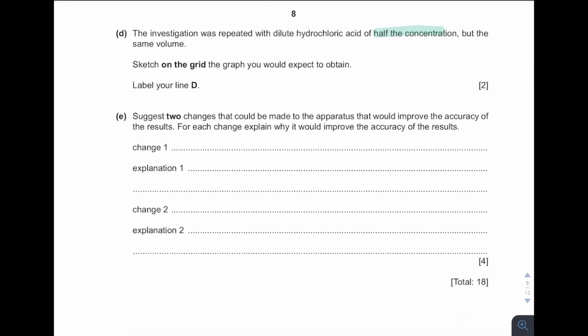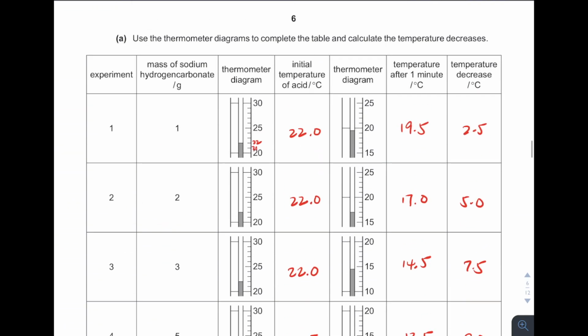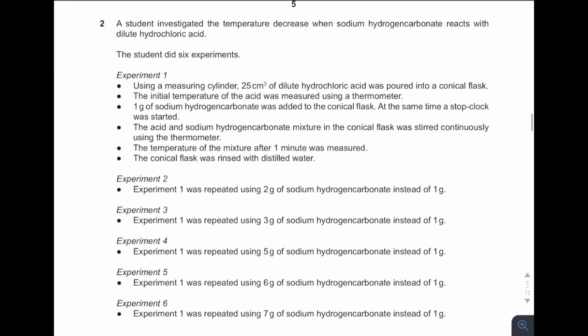What are the two changes that can be made to improve the accuracy of the result? Now let's check the procedure of this experiment. Remember, when it comes to improvements, the very first thing they will always check is what tool is used to measure the volumes of liquid. In this case, they're using a measuring cylinder. We know that a measuring cylinder is not a suitable or accurate tool to measure the volumes of liquid. A better tool to use is a pipette.